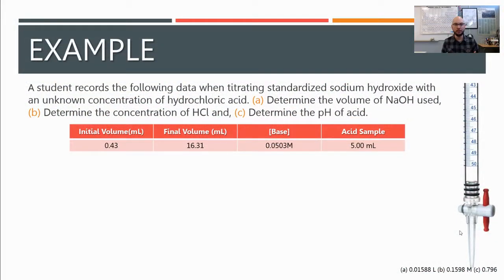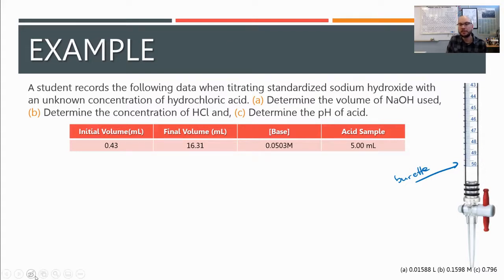All right, with this one, we have more information given to us. A student records the following data when titrating a standardized solution of sodium hydroxide with an unknown concentration of hydrochloric acid. First, we're going to figure out the volume of sodium hydroxide used, determine the concentration of HCl, and finally determine the pH of the acid. Now, this fancy thing over here is called a burette.